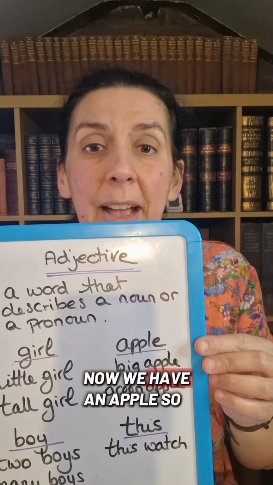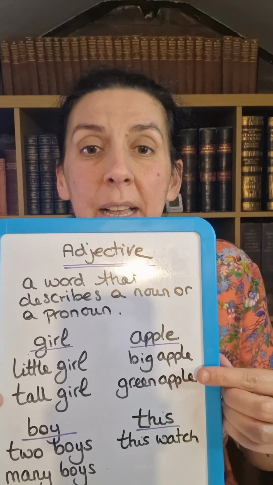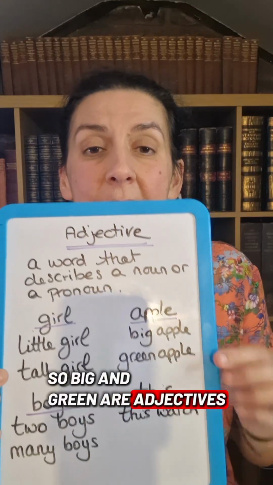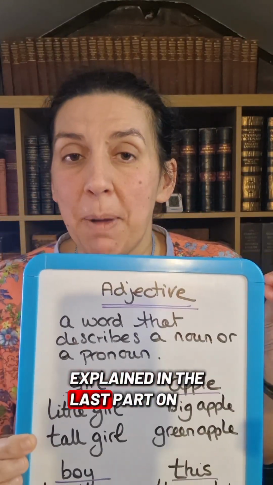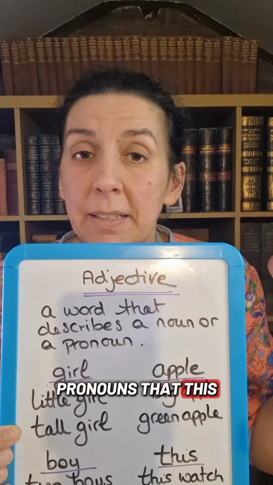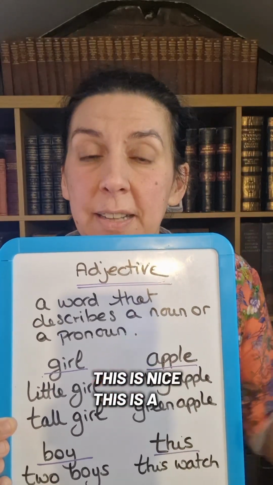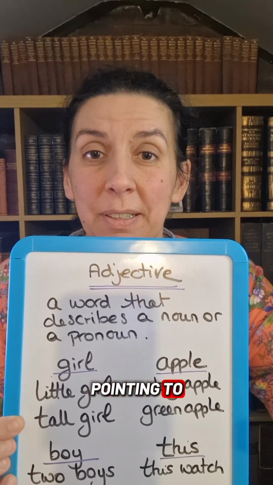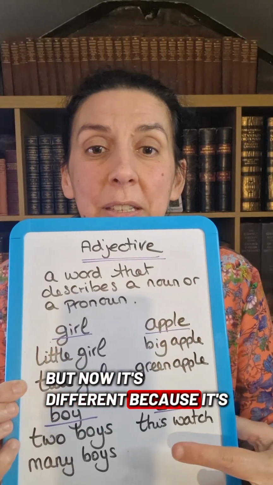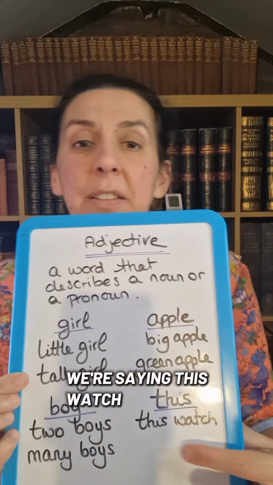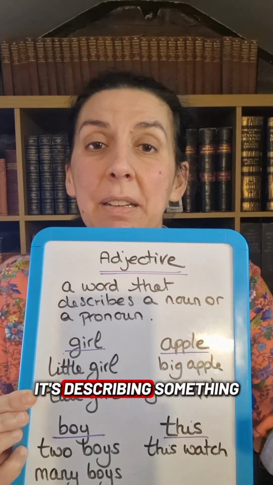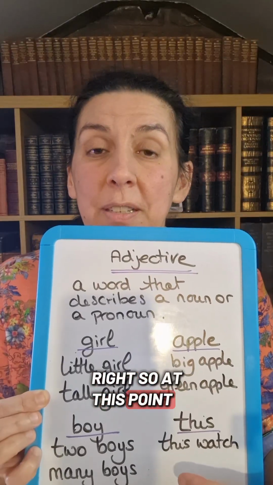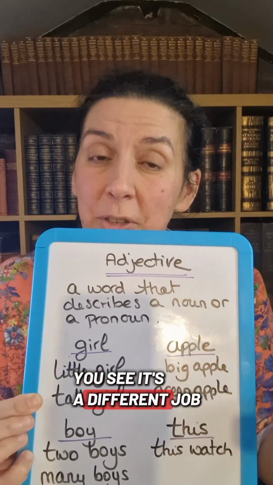Okay, good. Now we have an apple. So you can have, that's a noun, a big apple, green apple. So big and green are adjectives. Now we have this. So I explained in the last part on pronouns that if you say, oh, this is nice, this is a pronoun. It's replacing whatever it is you're pointing to. But now it's different because it's not replacing the noun. We're saying this watch. It's describing something, it's pointing, it's mentioning the watch, right? So at this point, this is an adjective. You see, it's a different job.